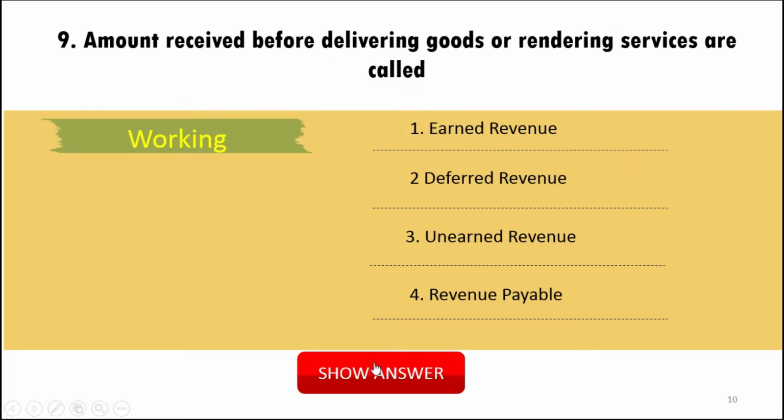Next question, question number 9. Amount received before delivering goods or rendering services is called. Before giving goods to your customer or providing service to your customer, whatever amount you are receiving from them, it is called what? Earned revenue? No, it will be earned after providing the service and after delivering the goods. So it is not earned. Deferred revenue? No. Unearned revenue? Yes, it is the correct option. Revenue payable? No, there is no term like revenue payable. So the correct answer is unearned revenue.